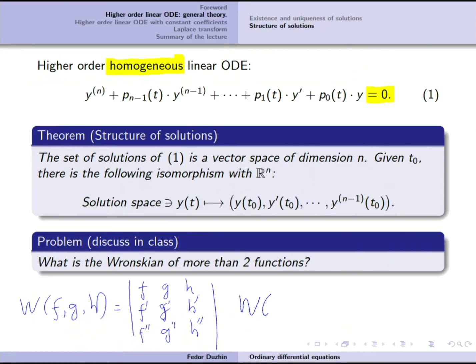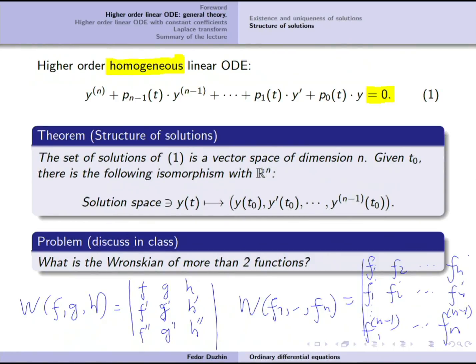So the Wronskian of n functions, f1 and so on up to fn, is going to be the determinant where the first row is the given functions f1, f2, and so on, fn. The second row is the derivatives, f1 prime, f2 prime, and so on up to fn prime. The third row is going to be the second derivatives, and so on. And row n is going to be derivatives of order n minus 1, from the derivative of order n minus 1 of the first function, and so on, up to the derivative of order n minus 1 of the nth function. That's the answer.